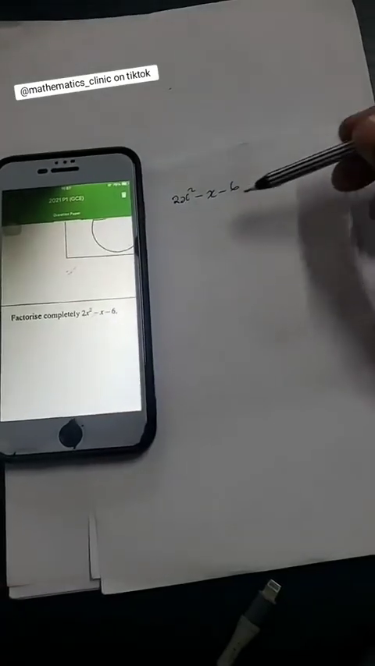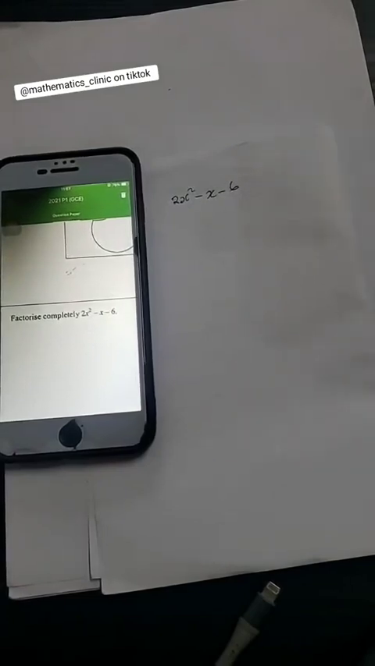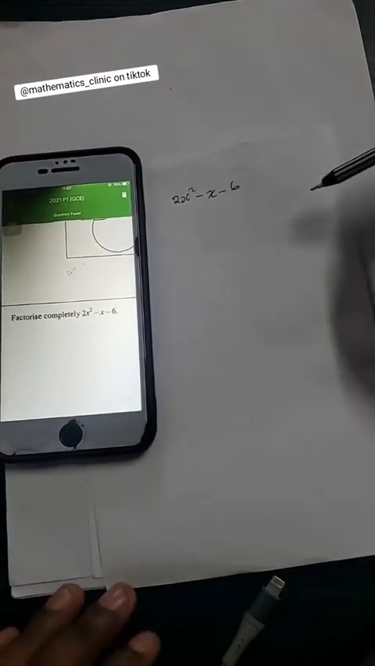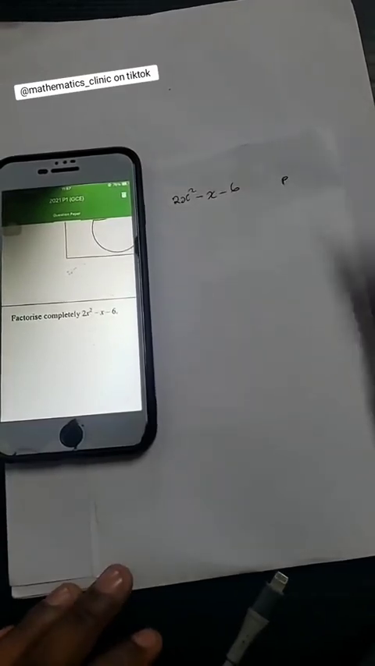So minus x minus 6. This is a quadratic expression. We are not solving this because it's not even equal to something. This is an expression.